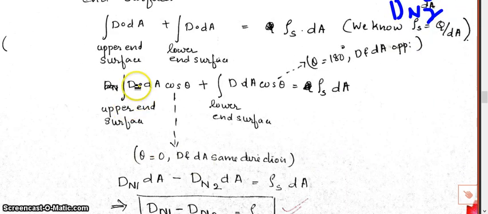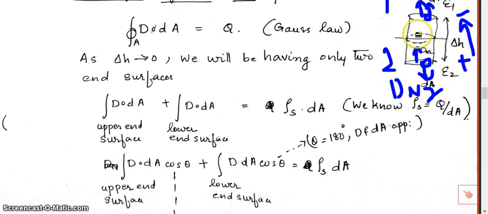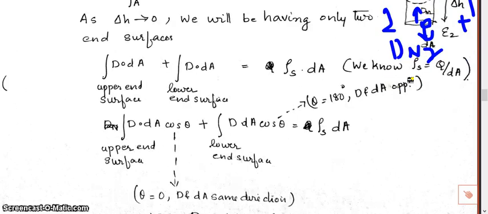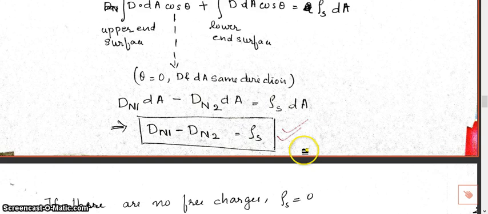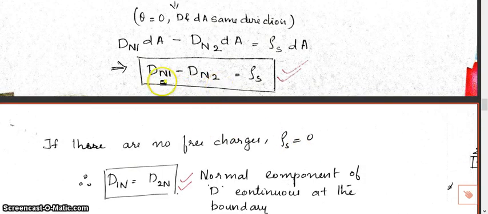So when I substitute D as DN1 for the upper end surface and DN2 in place of D for the lower end surface, I can remove the surface integral, because DN1 and DN2 are the total electric flux density of medium 1 and medium 2 respectively. Finally I can write DN1 dA minus DN2 dA is equal to rho s dA. Then all the dA can be removed. Finally I get DN1 minus DN2 equal to rho s. This is the expression for the normal component of electric flux density across the boundary.